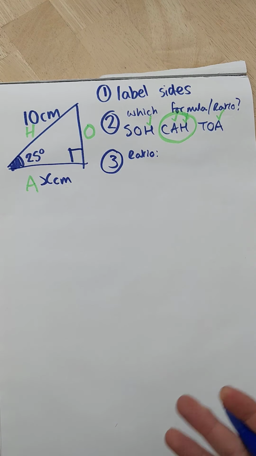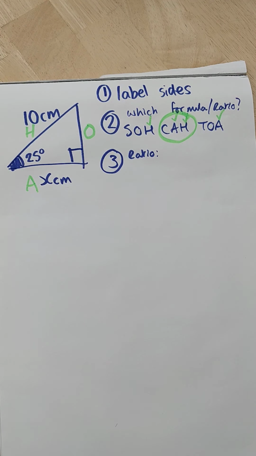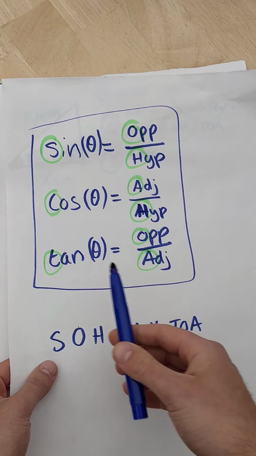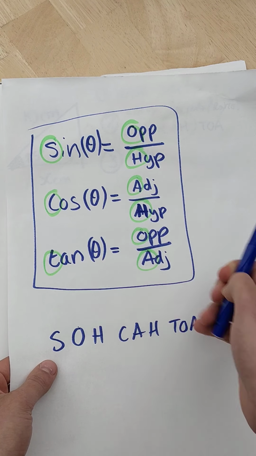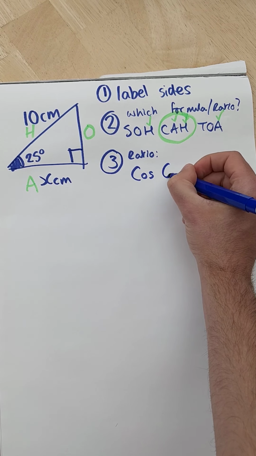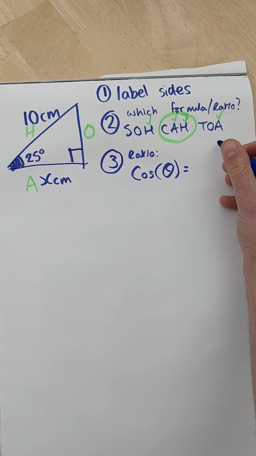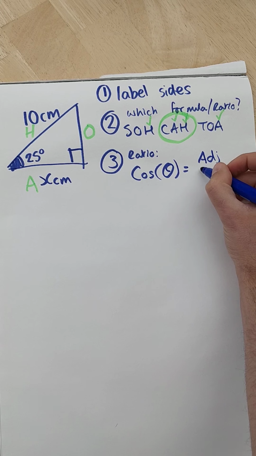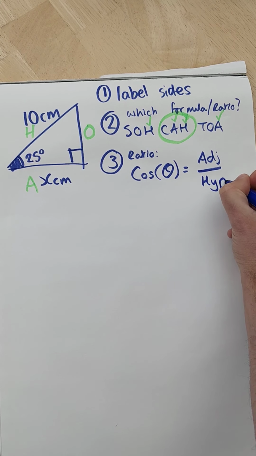My step 3 is to write down the ratio that I'm actually going to be using. So I've got another piece of paper here. The cos ratio is the adjacent over hypotenuse. So cos of my angle is equal to my adjacent over my hypotenuse.